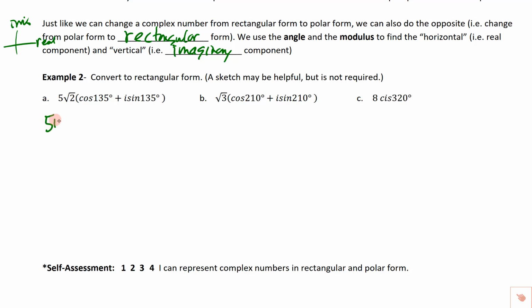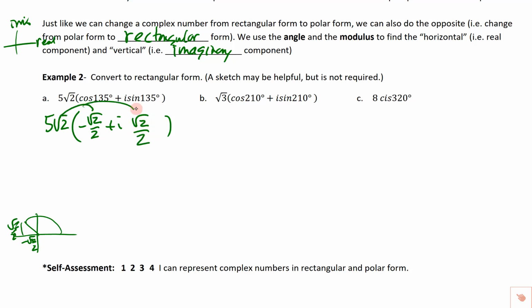I'd like to take this 5 radical 2, and figure out what the cosine of 135 degrees is. If you'll remember from your unit circle, 135 degrees is over here. It's a 45-degree reference angle. So this is negative radical 2 over 2, and this is radical 2 over 2. So the cosine is negative radical 2 over 2, plus i times the sine, which is radical 2 over 2.